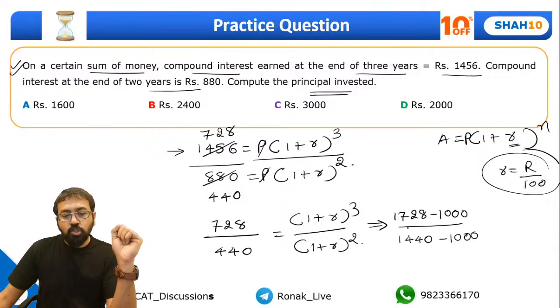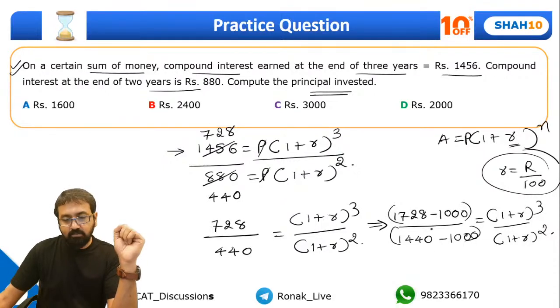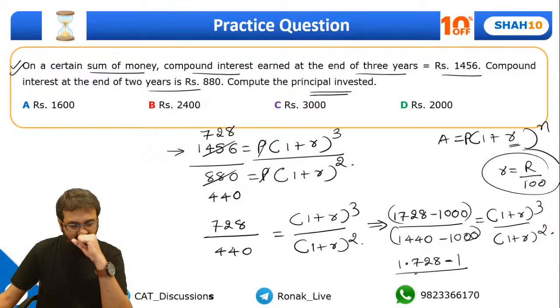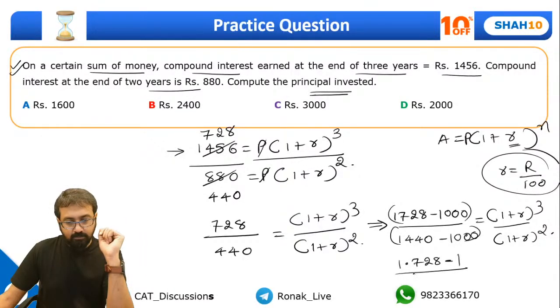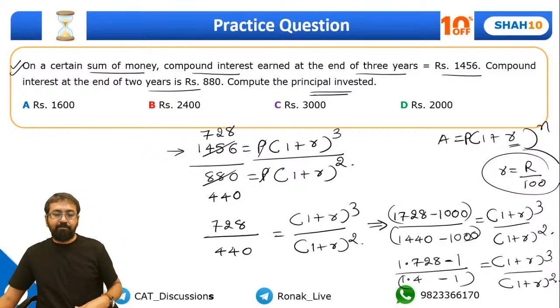Correct? So let's divide both, and this is equal to 1 plus r whole cube upon 1 plus r whole square. Let's divide both sides by 1000, numerator and denominator. So what will we get? We'll get 1.728 minus 1 divided by, so I can say this is 1.44 minus 1, correct? It's equal to 1 plus r whole cube upon 1 plus r whole square, right?